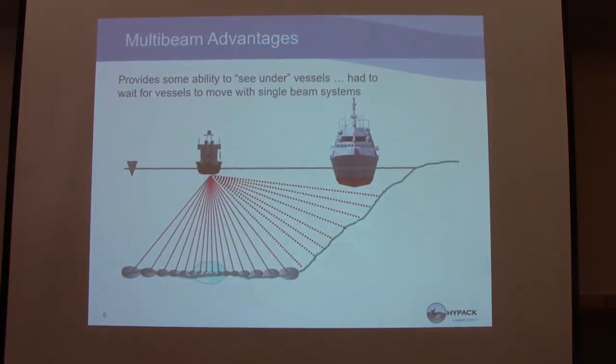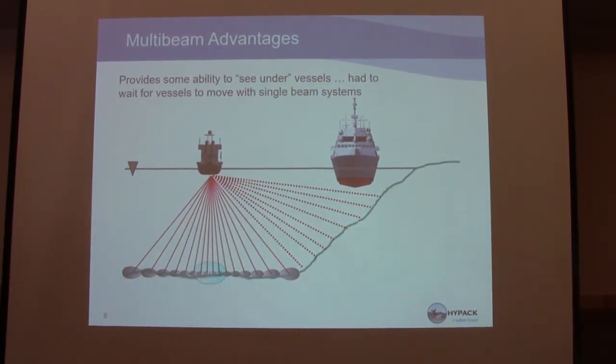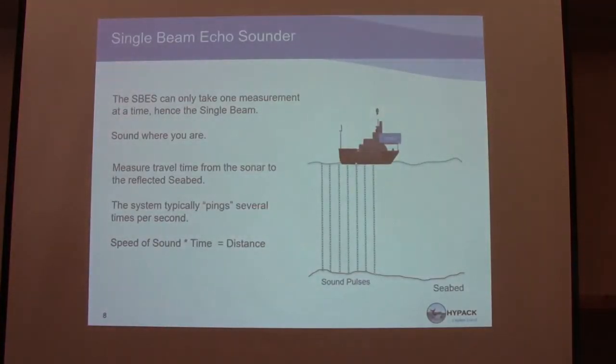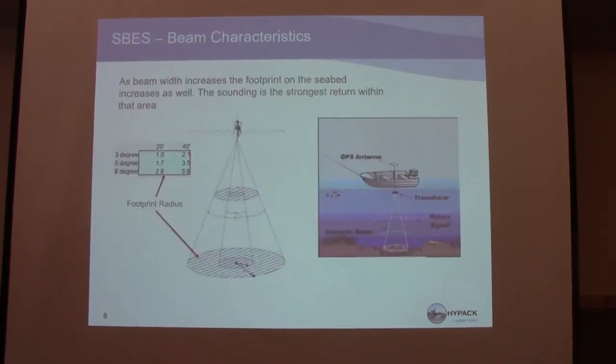An advantage is you can survey under stuff. You can survey under barges or ships. If you can't get the boat in there, it's got a swath width, so you can see underneath objects. Everybody probably knew that already. This is just saying that single beam can take one measurement at a time, while multi-beam takes many pings per second.